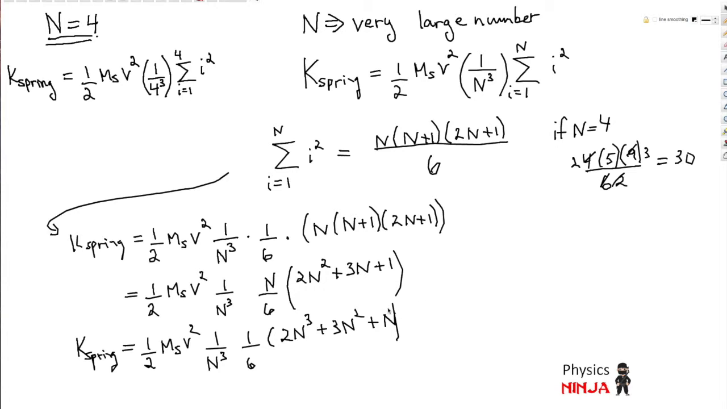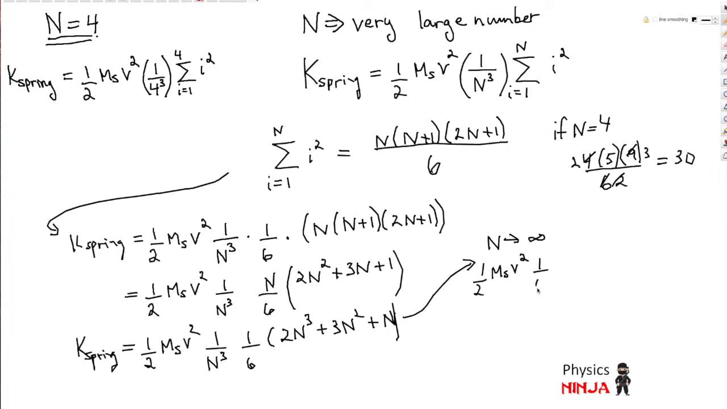Okay. Now what we want to do though is we want to make n very, very large. What happens when the number of segments is so big and it tends towards infinity? How can we simplify this expression? Well, notice we have a 1/n cubed term here, and if I multiply that through, what am I going to be left with? This first term doesn't change, 1/2 mv squared.